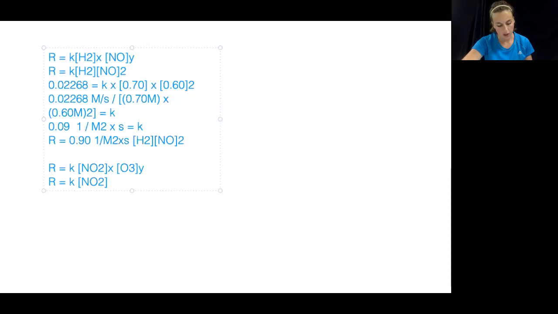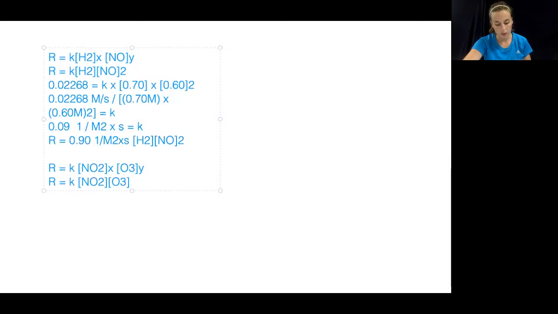So I'm going to look at trials 2 and 3, because in 2 and 3, the concentration of NO2 is doubling and the concentration of O3 is staying the same. Let's look at what happened to the rate. It looks like the rate doubled as well. So that means X is just going to be 1, because when you double the concentration, the rate also doubles. So the exponent is just 1 here. Next, let's do the value for Y.